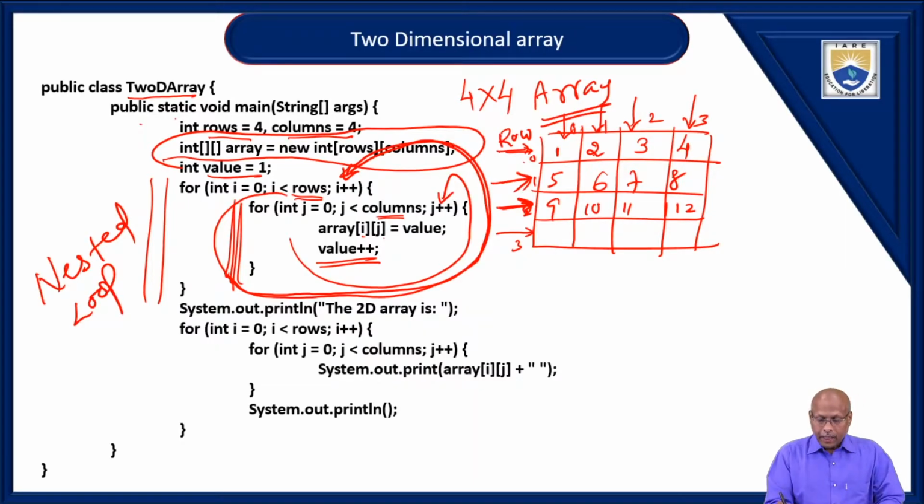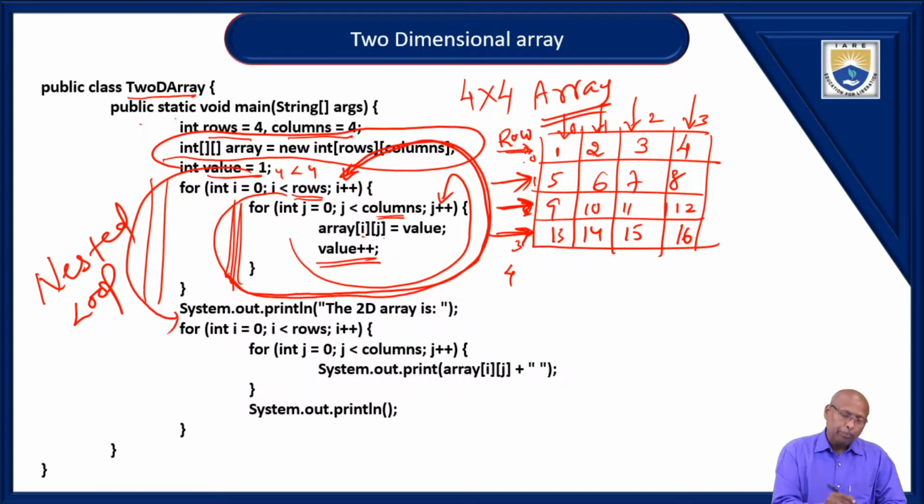Okay. After storing 12, it comes to the last row. Then 13, 14, 15, 16. After storing 16, j plus plus, then again it goes to the outer loop. This outer loop, i now becomes 4, but rows is already 4. Is 4 less than 4? No. So the condition fails. When the condition fails, the loop is over and comes out of the loop. So storing elements is over.